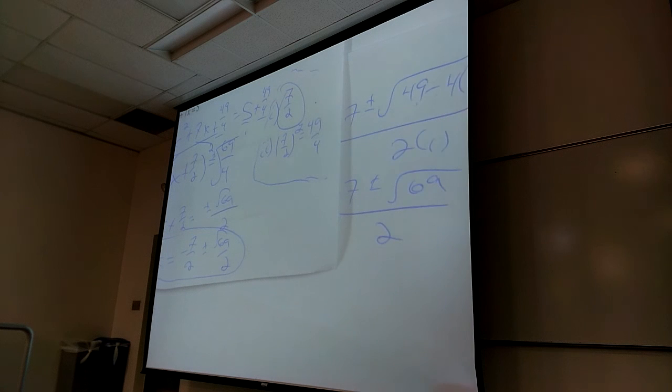Okay. So the quadratic formula is really just a shortcut to completing the square. That's all it is.